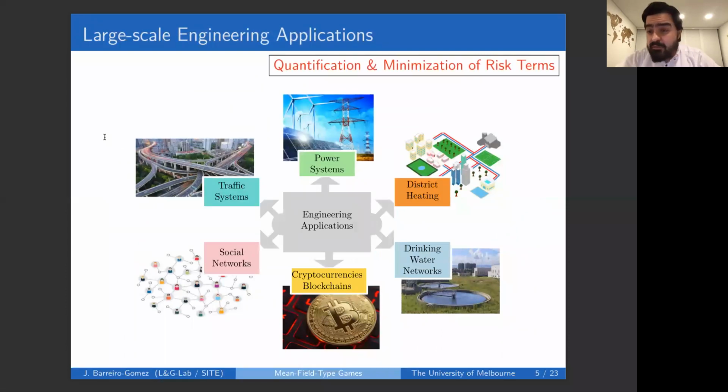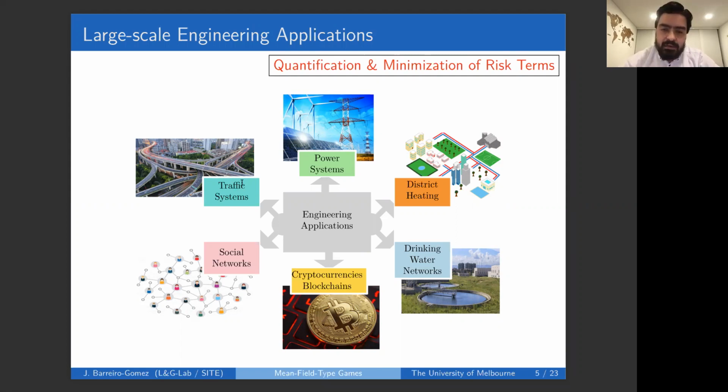So as a motivation, we have many applications where we can apply mean field type control and game theory. And that's because we can find a lot of uncertainties in many applications. If we see the power systems, we realize that we might have a lot of uncertainties associated with the renewable energy resources. So we have uncertainties associated with the behavior of the wind or the sun and so on. And besides that, we have uncertainty related to the demand we might have in the system.